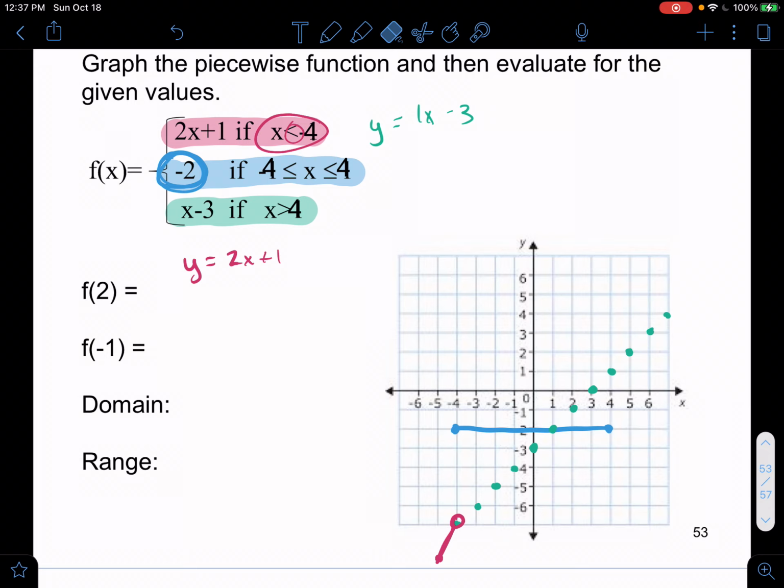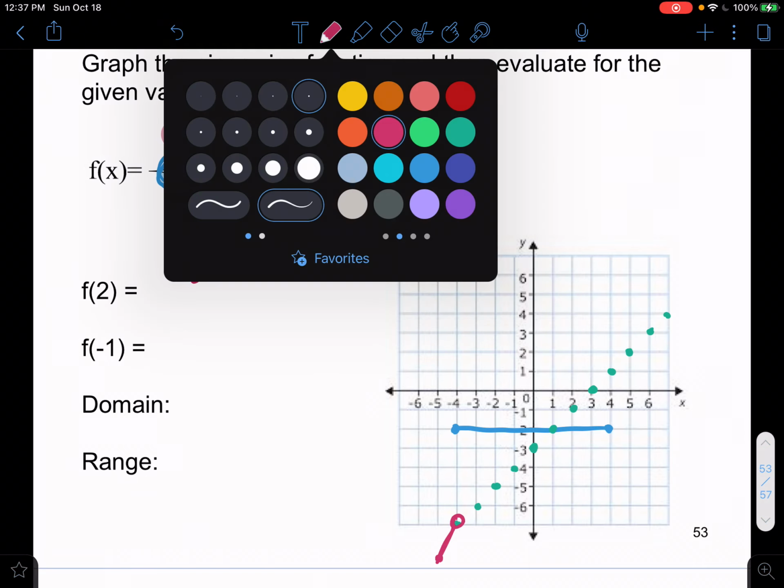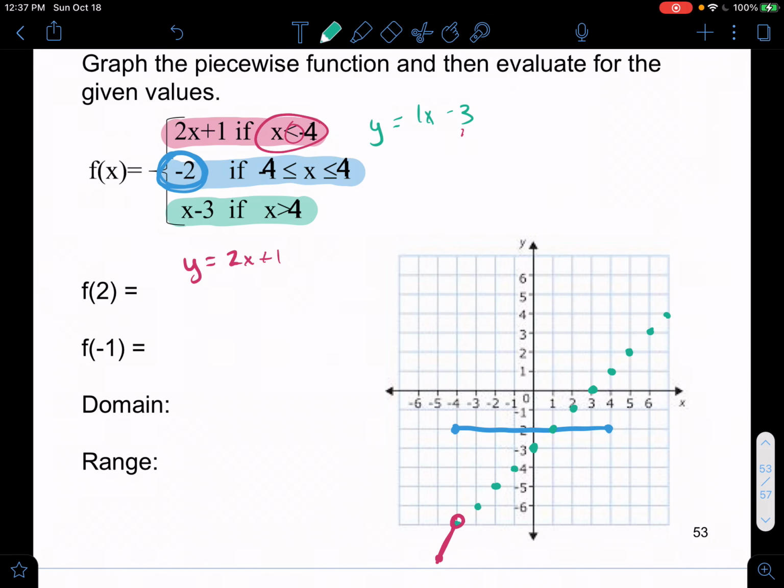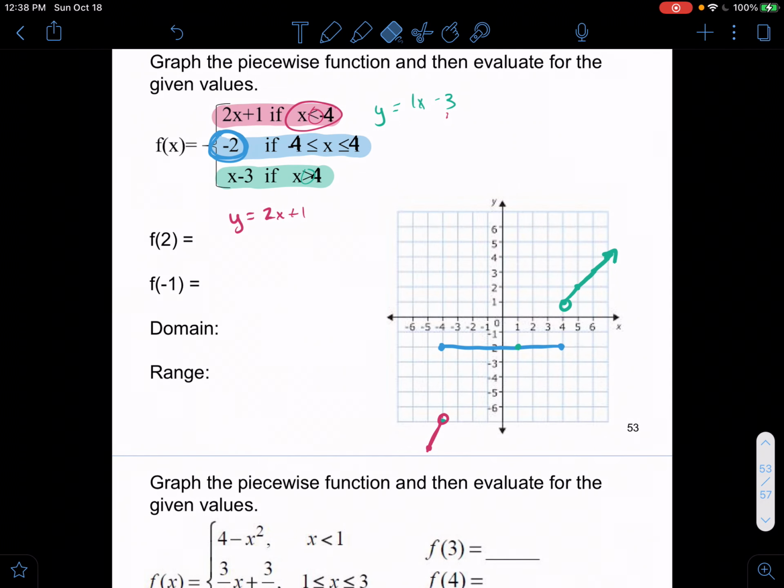Now, for our green function there, our green function is in play whenever x is greater than +4. So greater than +4 would be right there. So our green function is going to start right here and head that way. And again, since it didn't have the equal to in the symbol, this needs to be an open circle for us. And any of those other dots in the middle don't actually end up mattering for us, so we can erase those, which would give us this graph of our piecewise function.